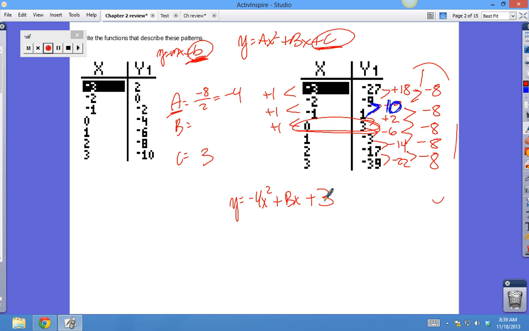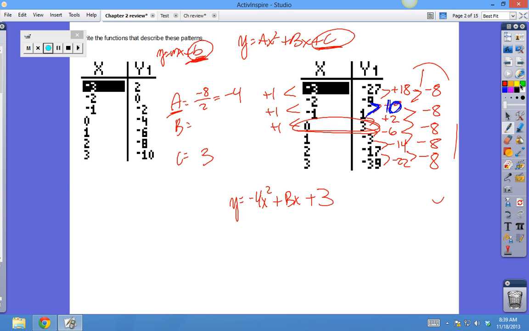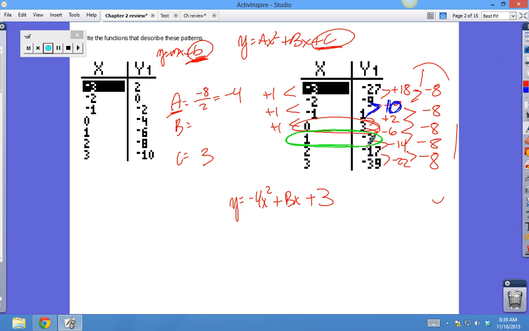And now my next move, I've just got to figure out the value of b. And to find b, you just choose a point from your table, we do this all chapter long, choose a point and plug it in. I'm going to take this 1 and replace it for x. And I'm going to take this negative 3 and replace it for y. And I'm going to get negative 3 equals negative 4 times 1 squared plus b times 1 plus 3.